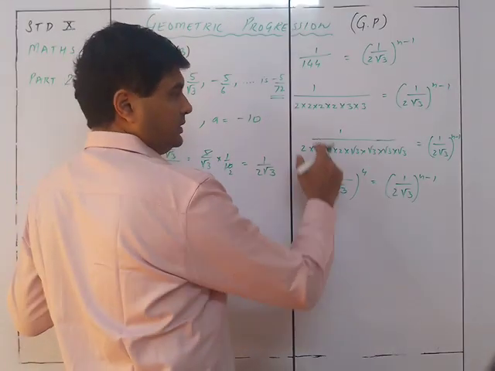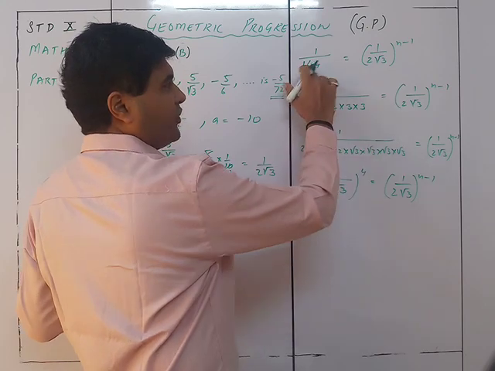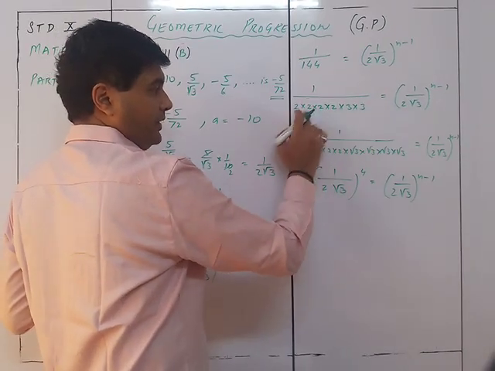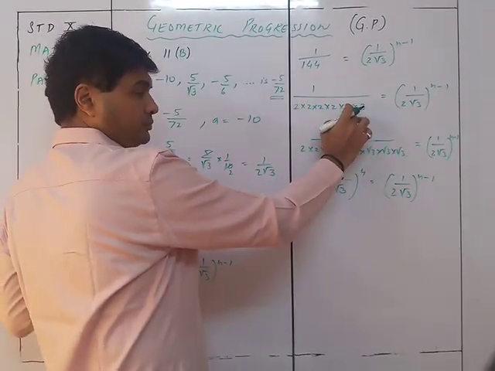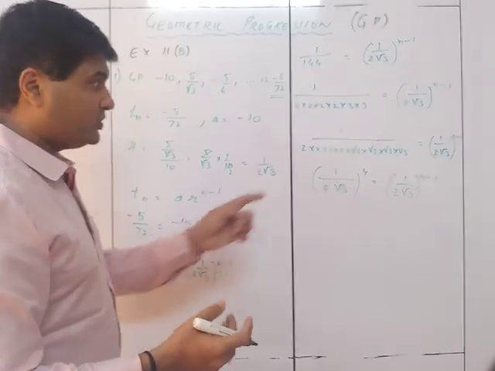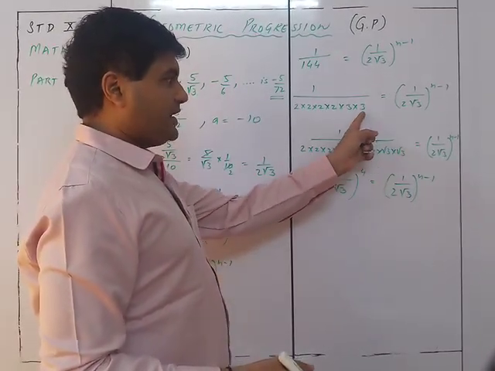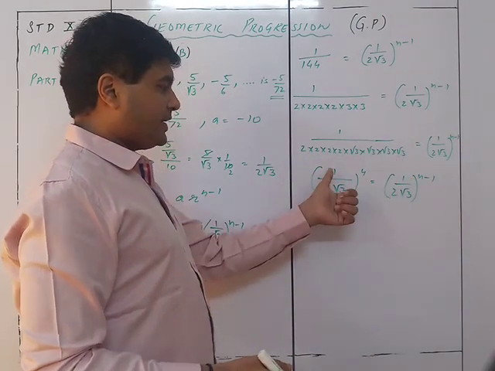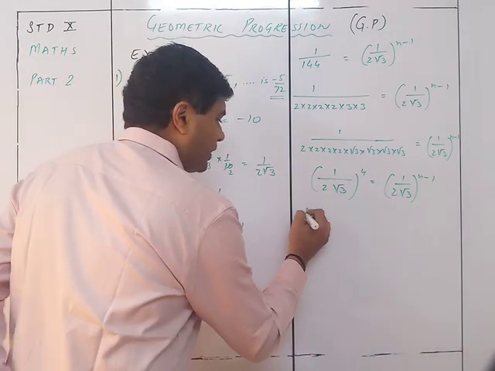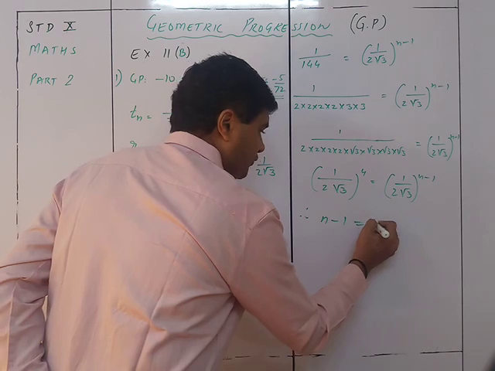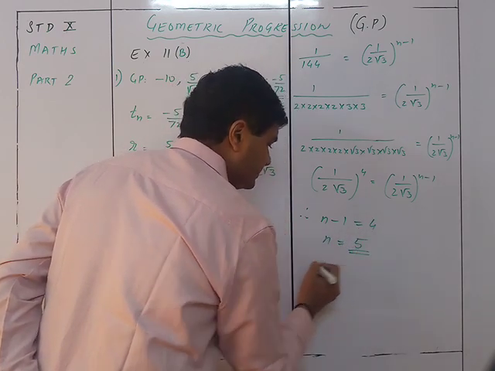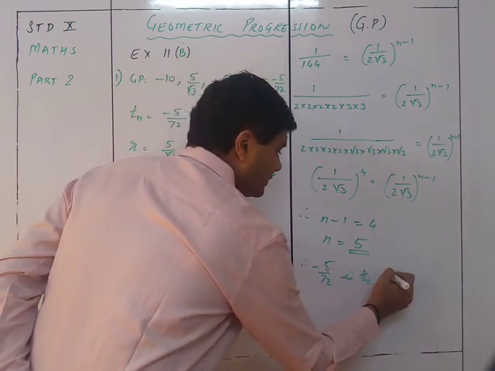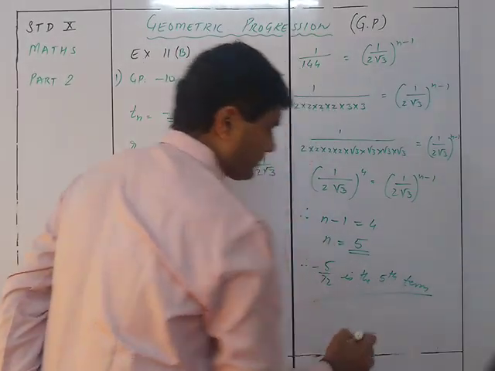Right? See, what we did is this is prime factorization of 144. 144 is 12 into 12. So 2 to the 4, 4 times 3 is 12. 12 into 12, so there are 4 times 2. Root 3 into root 3 is 3, so in place of 3 we use root 3 into root 3. So automatically I got 4 sets of 2 and 4 sets of root 3. So that gives me 1 upon 2 root 3 the whole raised to 4. So therefore I can see that n minus 1 is equal to 4, or n is equal to 5. Therefore minus 5 upon 72 is the fifth term. Understood?